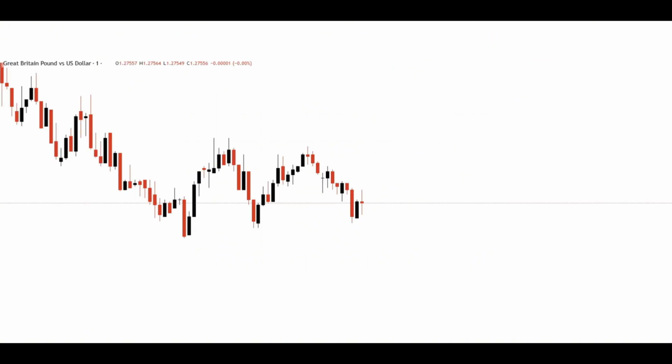On the GBP against the US dollar in the 1-minute time frame, the market was coming from a downtrend, and we can see how it slowed down the bearish momentum and made a higher low.